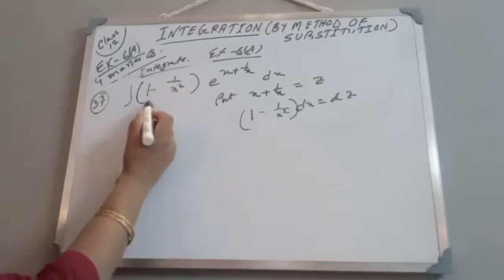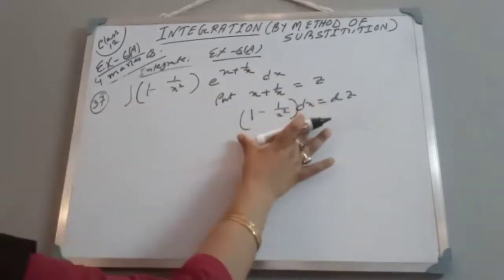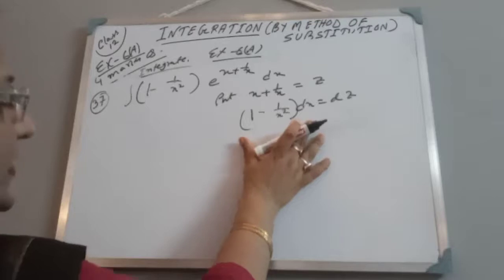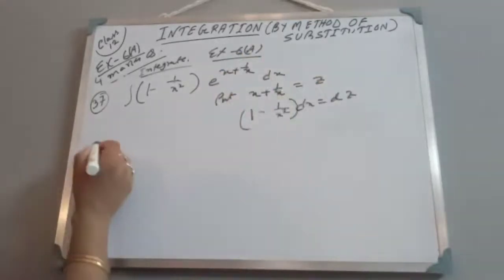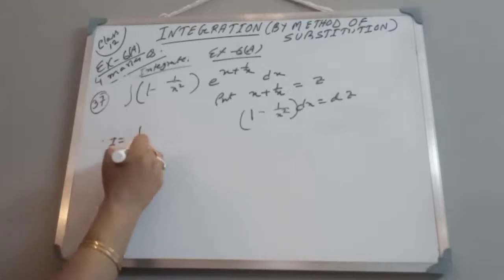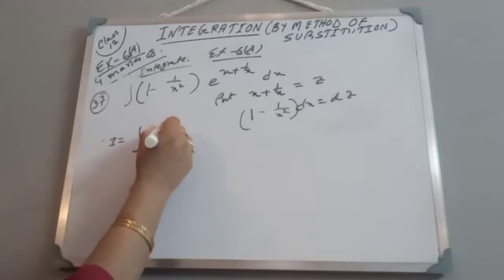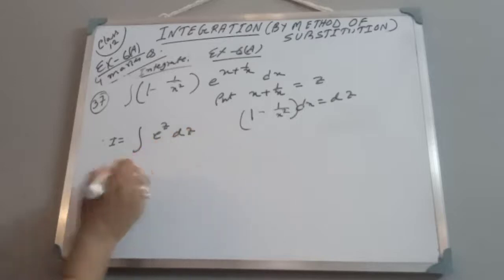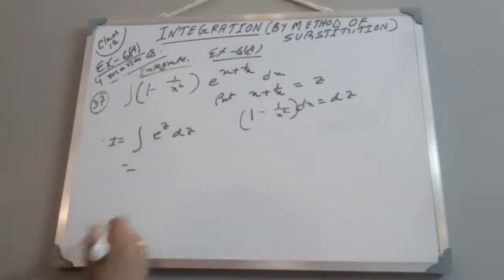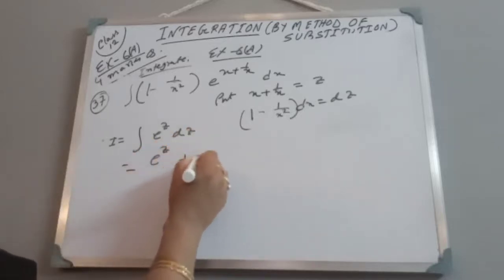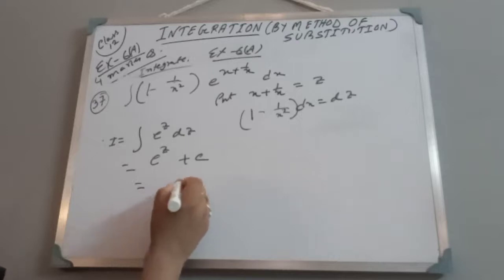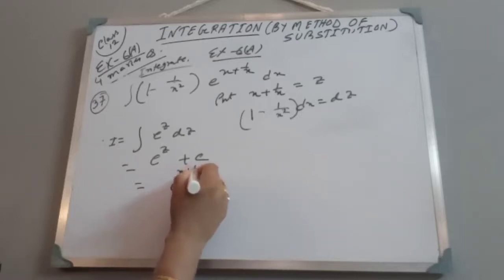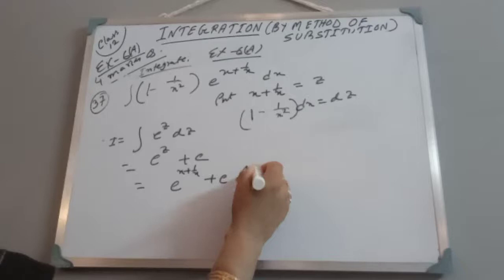As it is there, 1 minus 1 by x square dx, we will just put dz instead, and e to the power x plus 1 by x equals e to the power z. Therefore I is equal to integral e to the power z dz. Very simple form, substitution form. This is again e to the power z plus c only, as integral of e to the power x dx is only e to the power x, and z is equal to x plus 1 by x, so it is coming e to the power x plus 1 by x plus c. Very simple sum.